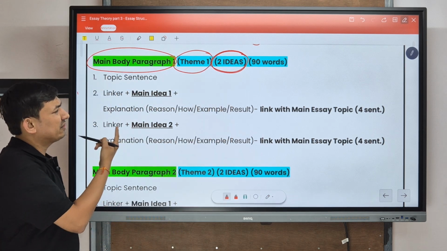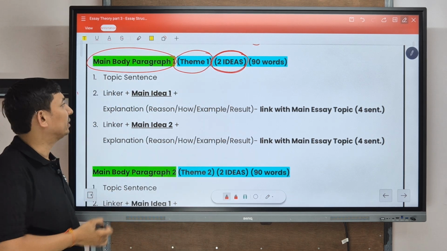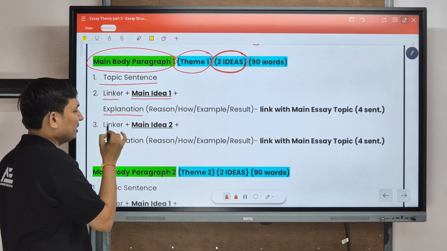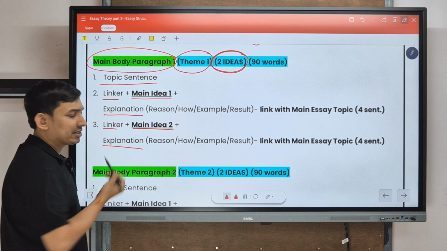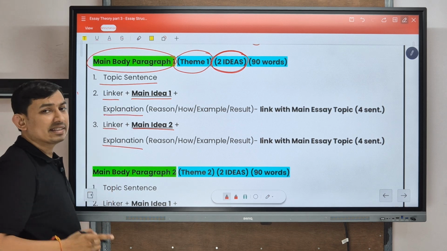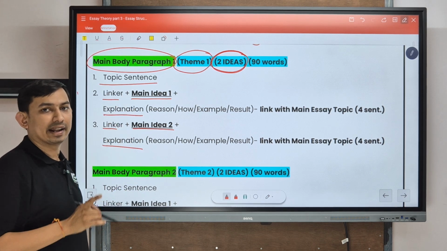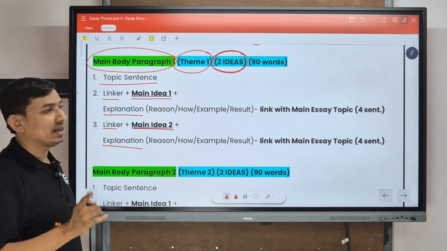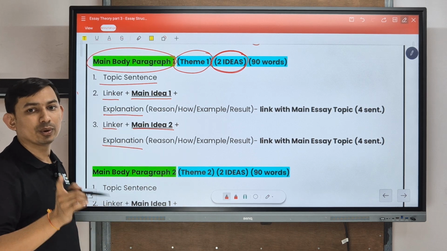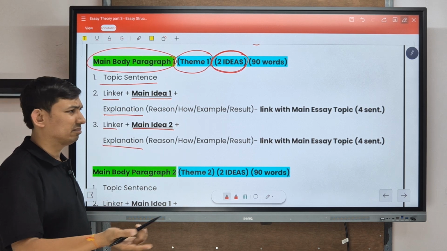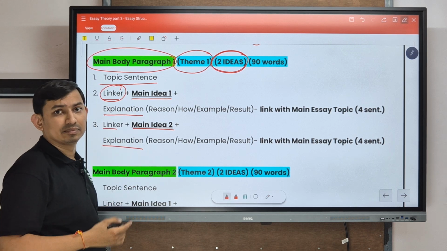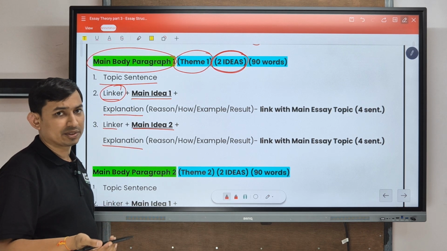Now we will see the structure which is similar to the previous example. See that: topic sentence, linker, idea, explanation, linker, idea 2 and explanation. Topic sentence represents the theme of the body paragraph, like discussing the advantages or discussing the causes. It means this paragraph is related to causes or advantages. Then comes the linker: first one, second one, the most obvious one.